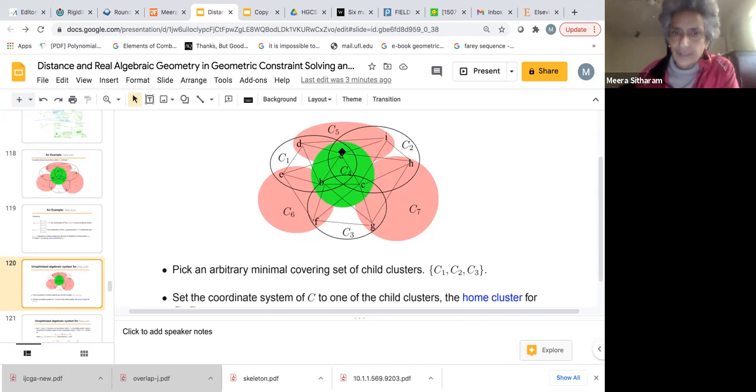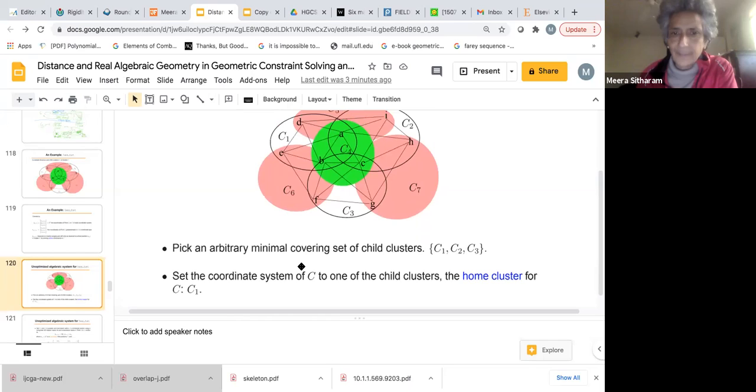So we take these three guys, and then you set this coordinate system, take a minimal covering set. Why take more clusters than are needed? In fact, take the minimum one, and this turns out to be C1, C2, C3. Then take the coordinate system C to be one of the child clusters. So this is the obvious way to do it, the unoptimized way, so to speak.